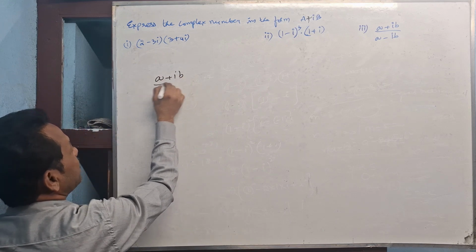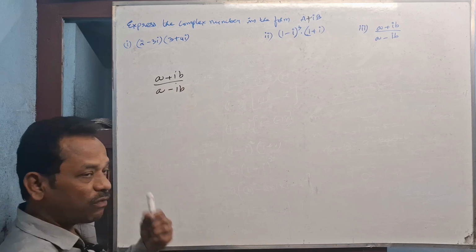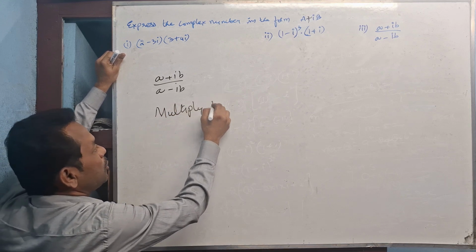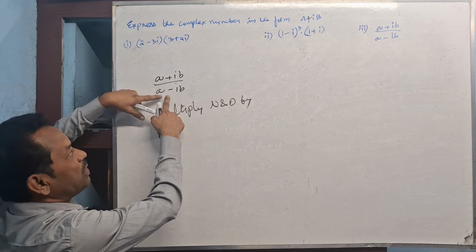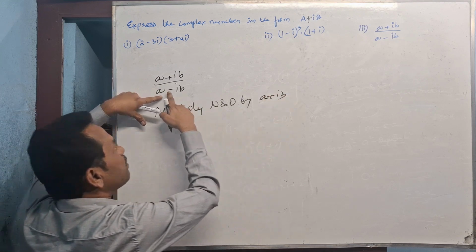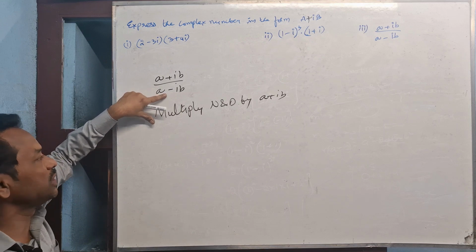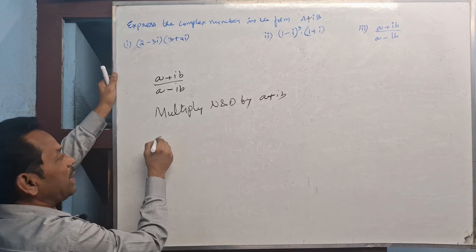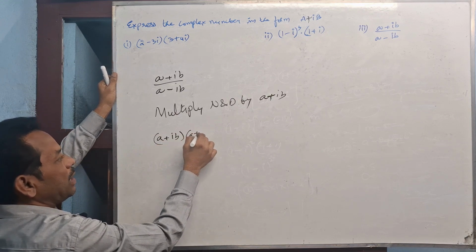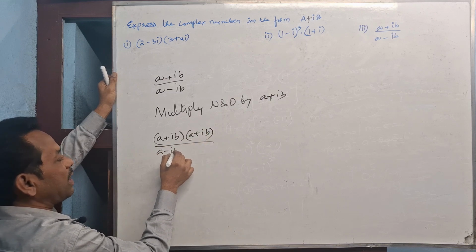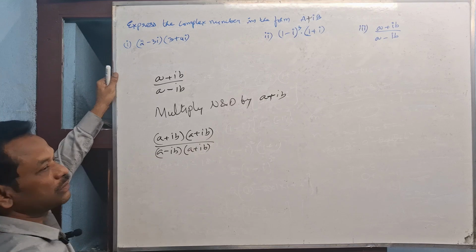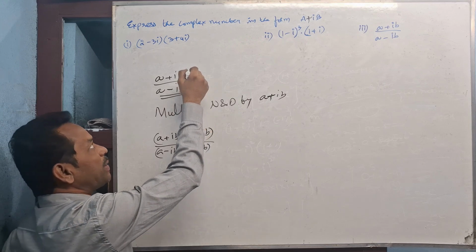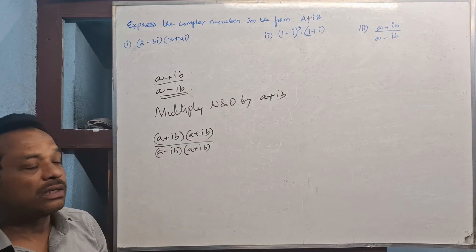(a plus ib) divided by (a minus ib). Now what I'll do here is multiply numerator and denominator by the opposite one, the conjugate, a plus ib. So if it is minus, I'll take plus here. That is called the conjugate complex number. So multiply a plus ib with a plus ib in the numerator, and a minus ib with a plus ib in the denominator. Understood, bacho? So I'll multiply numerator and denominator with the complex conjugate.